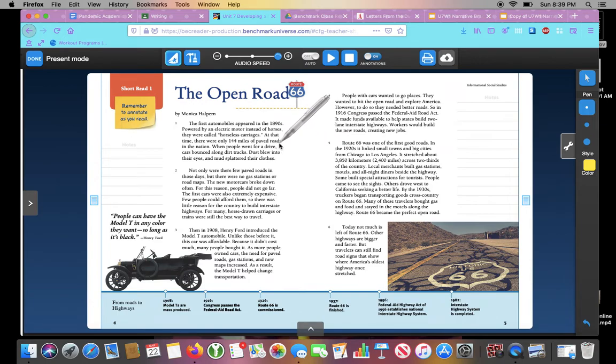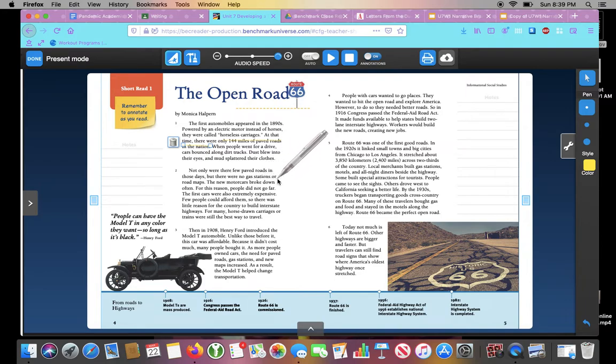All right. The Open Road. The first automobiles appeared in the 1890s. Powered by an electric motor instead of horses, they were called horseless carriages. At that time, there were only 144 miles of paved roads in the nation. So think about that. In the whole nation, the nation is the country. In all of the USA, there were only 144 miles of paved roads.